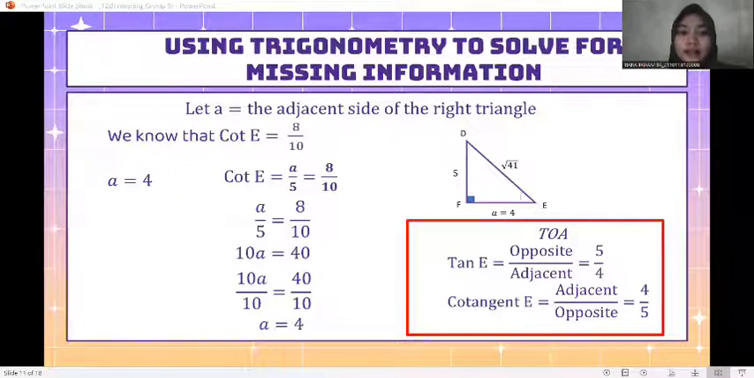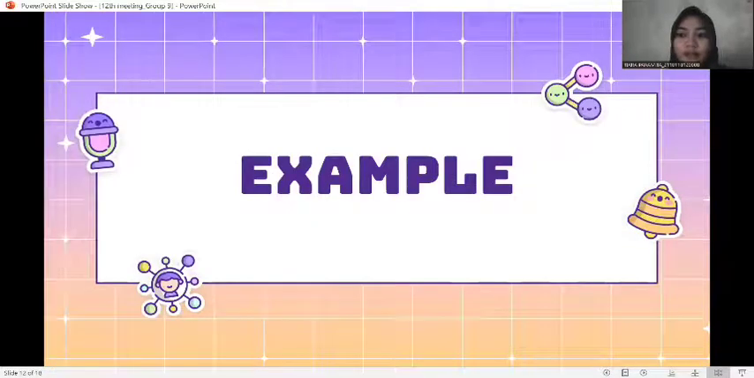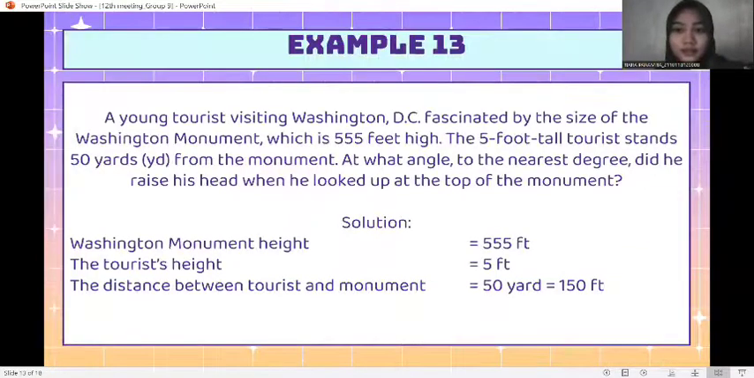Okay, the next material is examples. First is example 13. The question is: a young tourist visiting Washington, D.C. is fascinated by the size of the Washington Monument, which is 555 feet high. The 5-foot tall tourist stands 50 yards from the monument. At what angle, to the nearest degree, did he raise his head when he looked up at the top of the monument?